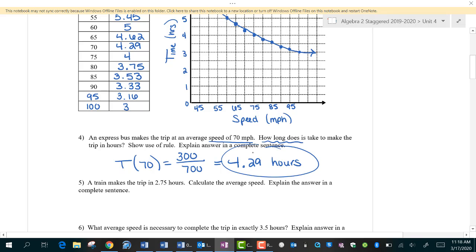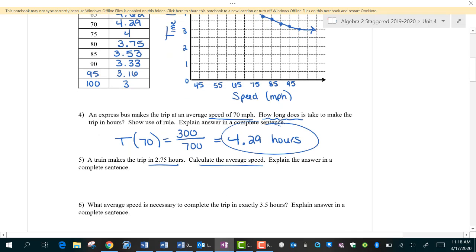The next question says a train makes the trip in 2.75 hours, and we want to calculate the average speed. Explain the answer in a complete sentence. So this time they're telling us the time. So I'm going to put that on the left-hand side in for t. And I'm going to set this equal to our distance of 300 divided by x. So we're trying to solve for that speed.